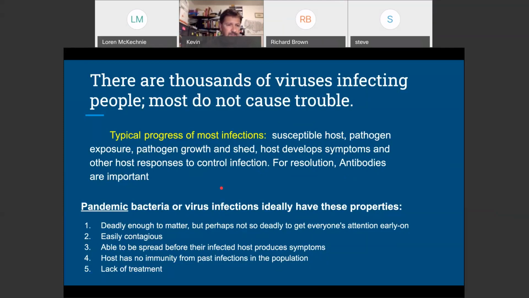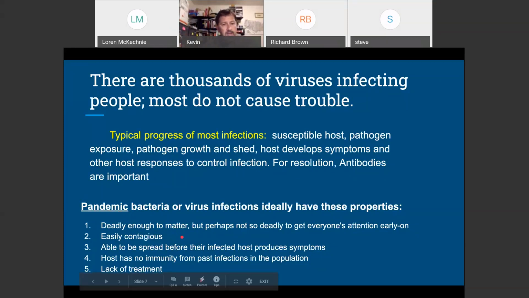Every now and then in human history, we have pandemics, and that comes from a bacteria or a virus, and they have these kind of properties. Generally, a pandemic bacteria or virus is deadly enough to matter, but perhaps not so deadly that we pay attention to it. Kind of like this COVID thing. In the beginning, we all heard about it, but it was killing people on the other side of the planet and not very many.